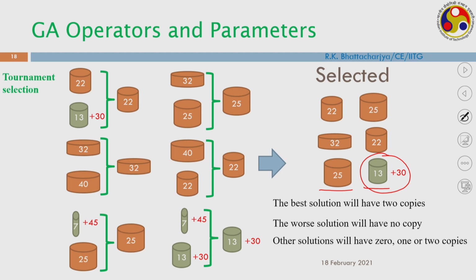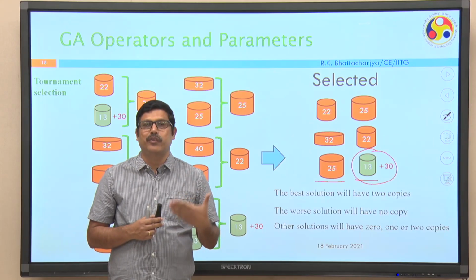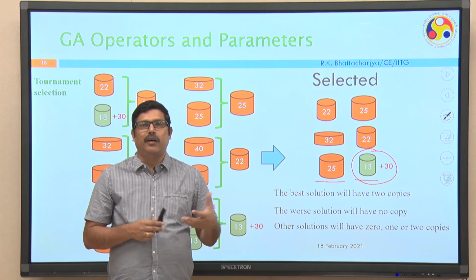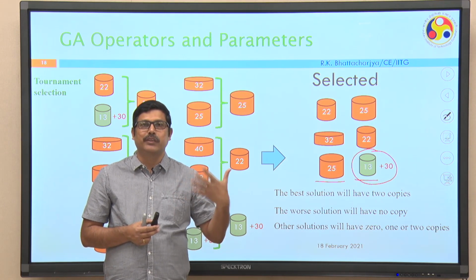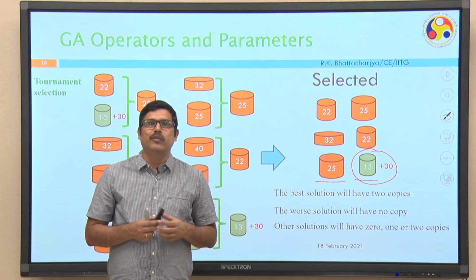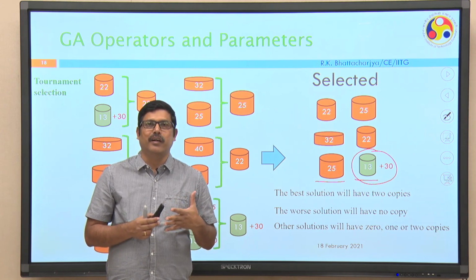I also discussed what happens if the tournament size is 3. In that case I have to play the tournament for 3 rounds, selecting 2 solutions each round, and in the end you select 3 solutions. If you take a tournament size of 3, the best solution will have 3 copies. That means out of 6 solutions in your next generation, 3 will be the best solution. That is not a healthy situation. I need diversity here.